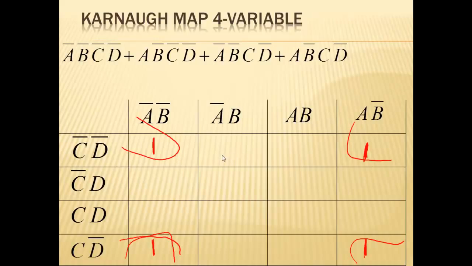Okay? So if you look at it, you can loop it up and down, up and down. You can also go side to side, side to side. That means you can do all 4 corners. So anytime you see all 4 corners, go ahead and group them as a group of 4.